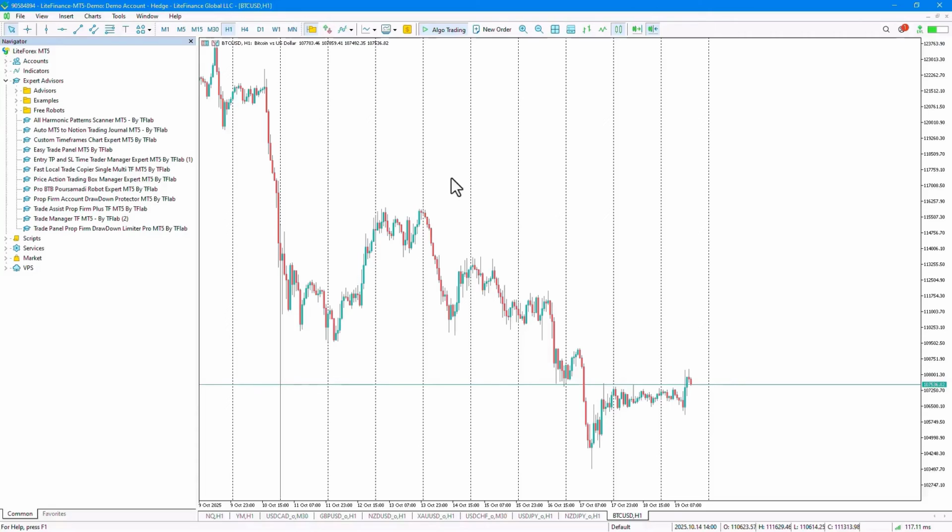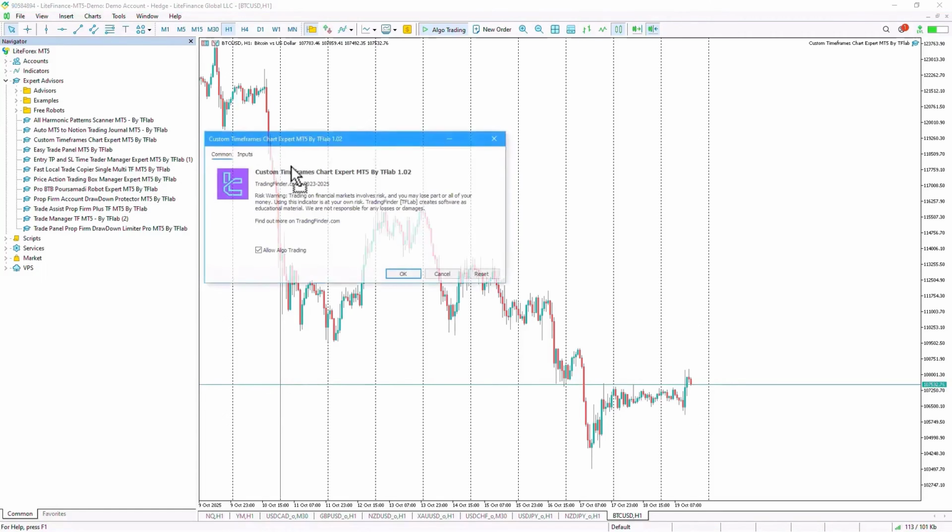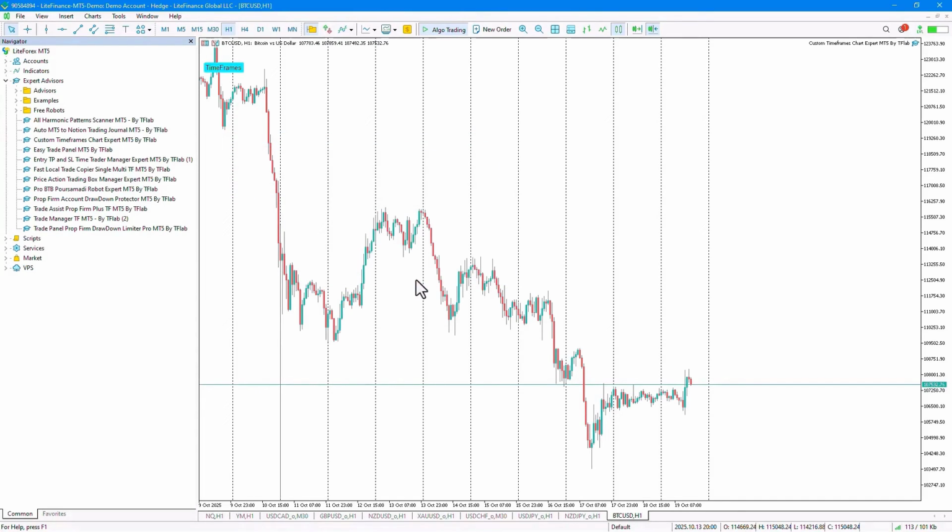From the Navigator section, we select the expert file, and by dragging the file onto the chart, we run the expert. Once the expert is enabled on the chart, a panel appears at the top left of the chart. By clicking on this panel, 5 different timeframes are displayed.